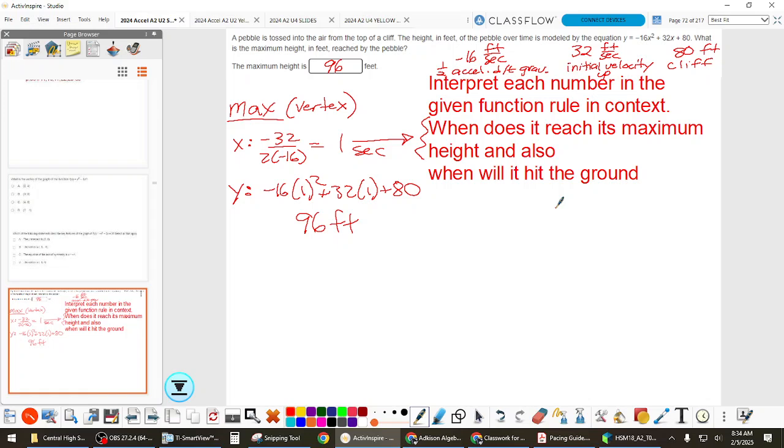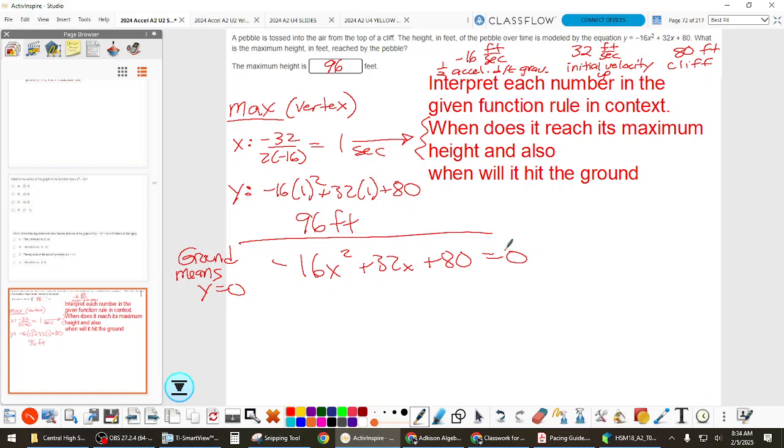So that y equals 0 is also the x. So y is the height. So ground means y equals 0. All right, what can we do first? Yeah, GCF out negative 16.